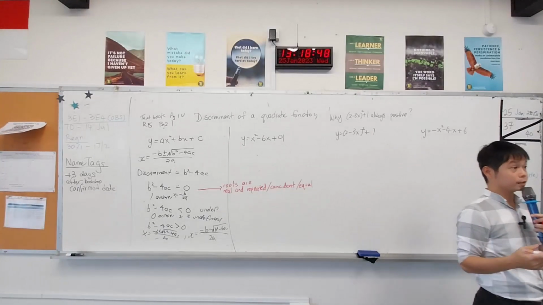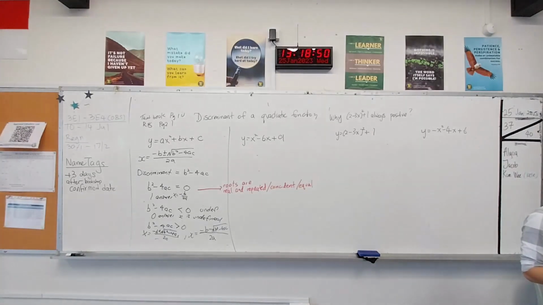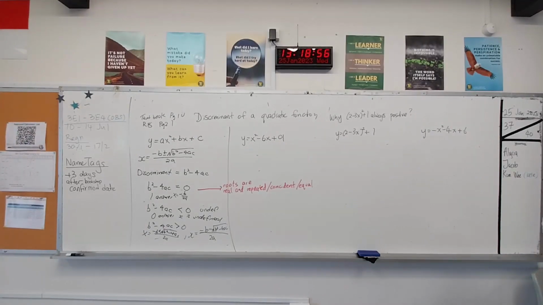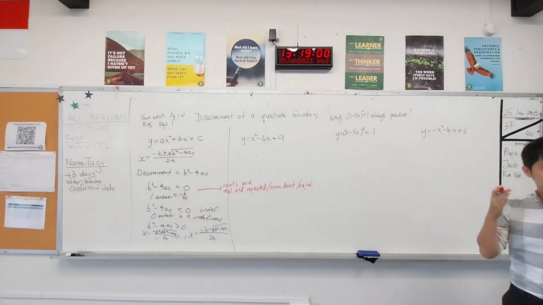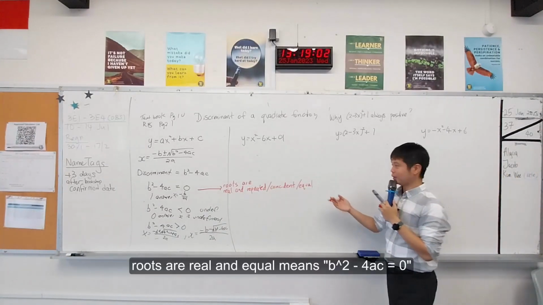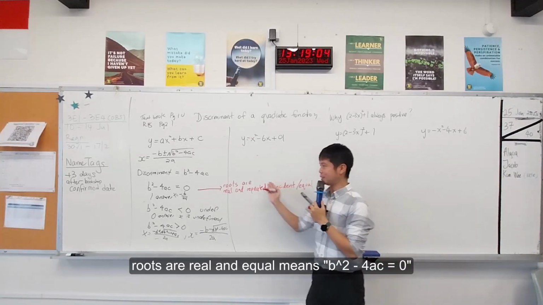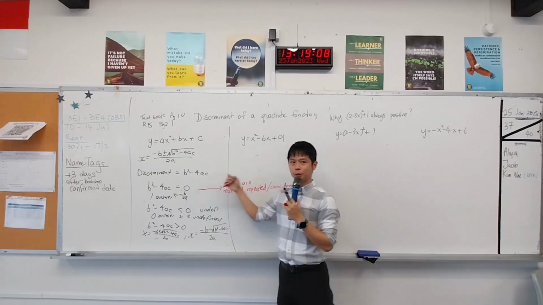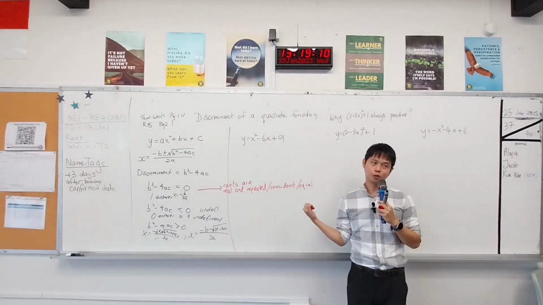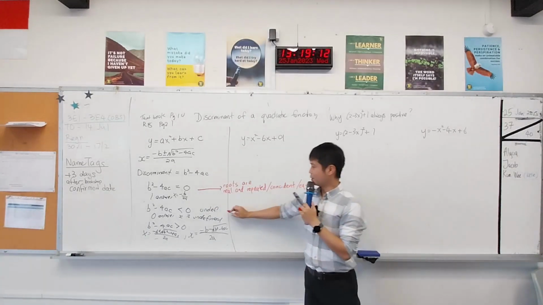So all these words you need to know. The question will say that the roots are real and equal. Then you must tell me that, oh, b squared minus 4ac is equal to 0. If I tell you this red color thing, you must tell me the black color part. If I tell you the black color part, you must tell me the red color part. You have to know.